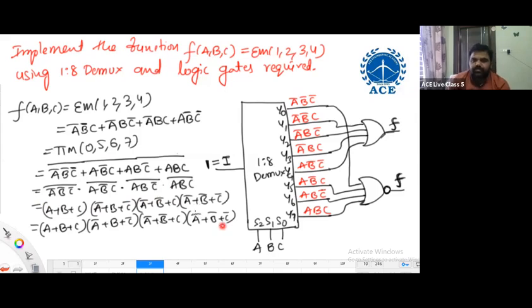We are getting the same result, even though you are writing POS directly or writing F bar and taking the complement. This basics we have discussed already.